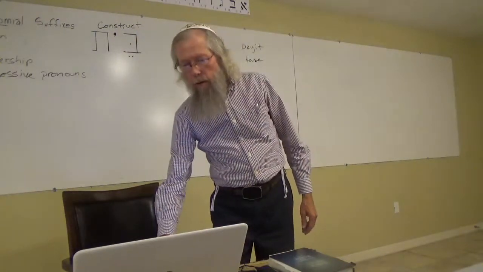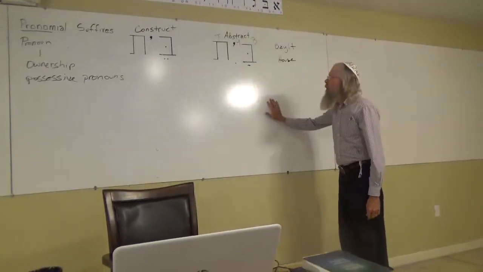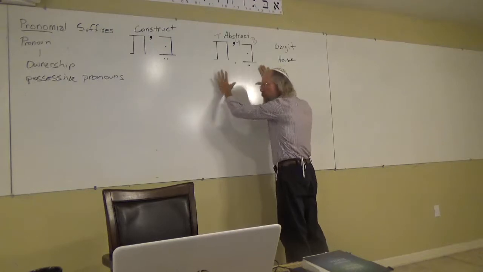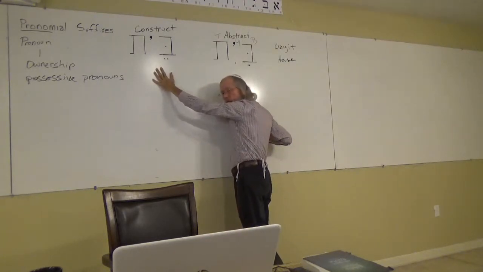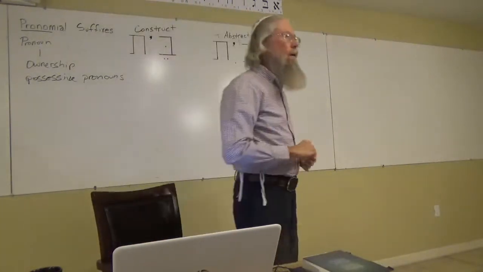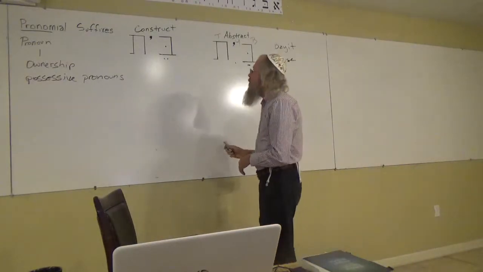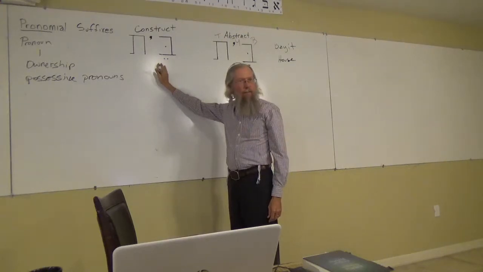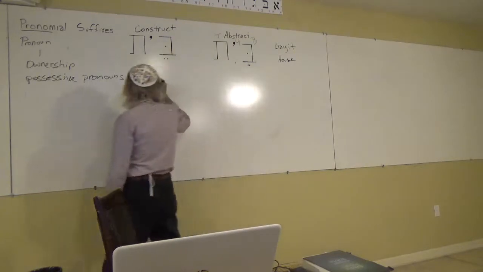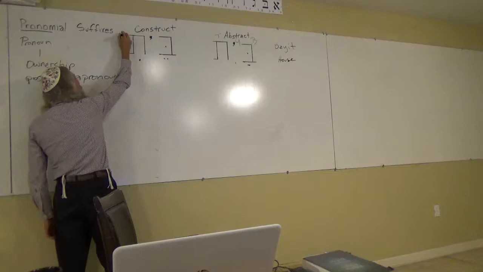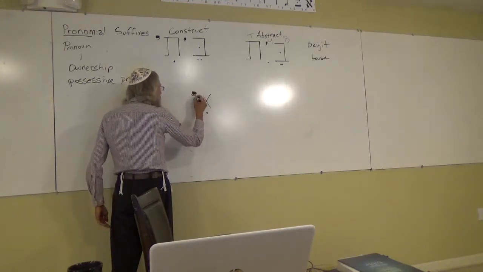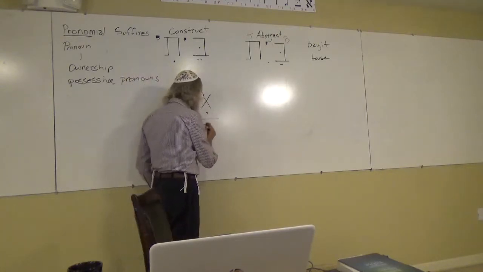All right, back to the suffixes. You have your suffixes in front of you. This is the abstract, this is the construct chain. You see that the change is in the vowel. So the way you would do a pronominal suffix is you're going to add the suffix to the construct. So what is the first person possessive? It is this, saying mine.